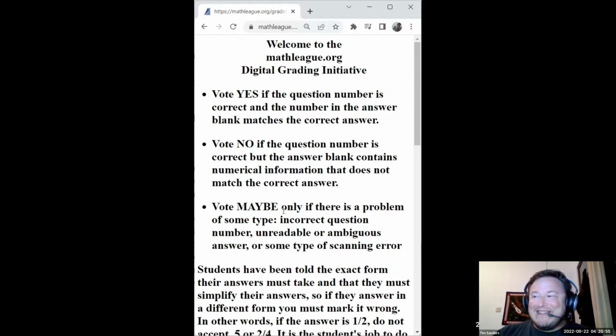Maybe is not, oh, I can't tell what the student wrote. That's not a maybe, right? If you can't tell what the student wrote, then you mark it no. You only mark it maybe if there's some sort of problem with the website. In other words, if Mathleague messed up in giving you the picture, then you mark maybe. If the student messed up, you mark no.